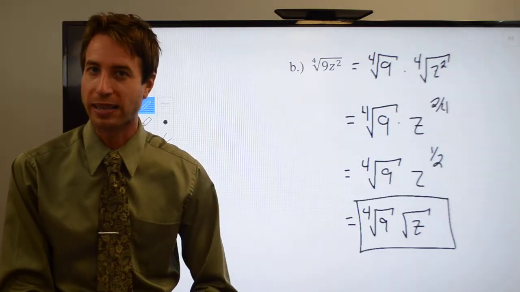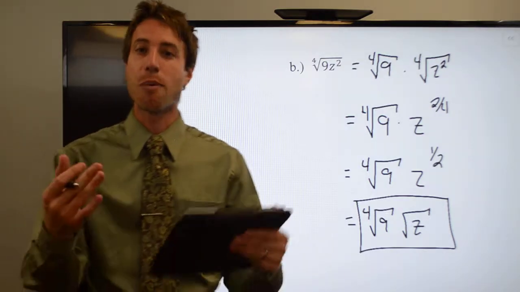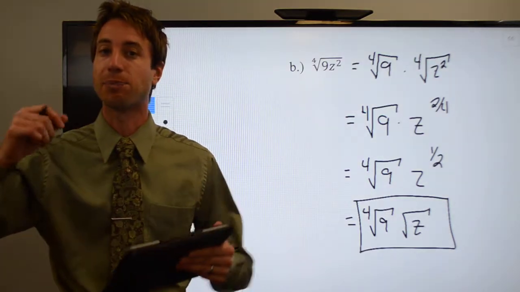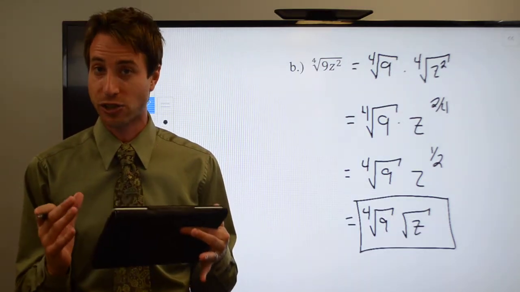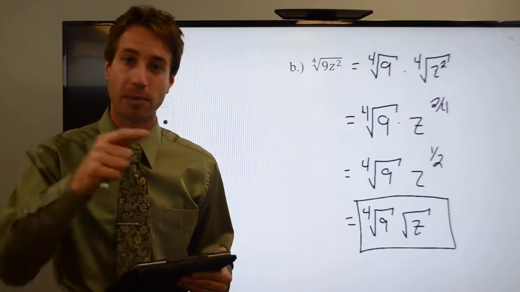Since I don't want to write the 4th root of 9 as an irrational number, we'll just leave it like that. Guys, I have one more example problem for you here when it comes to simplifying these rational expressions. And so head on over to the next page of the notes. We'll take a look at that problem, and I'll meet you guys there.